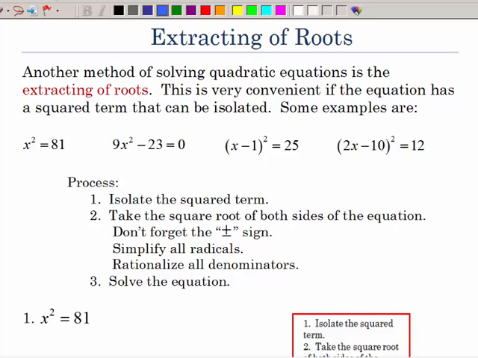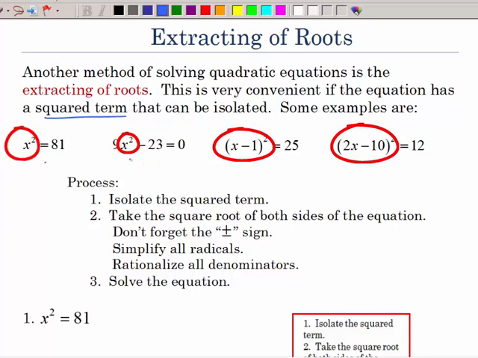Now the only way you can use this method is if you have a squared term that can be isolated. Remember, a quadratic has an x squared, an x, and then usually a constant. So this is where we're just looking for that x squared and not that linear term of just x. So we can see these four examples. We have x squared equals 81, we have an x squared here, we have another squared here, and another squared here. So how can we use what's called this extraction of roots method?